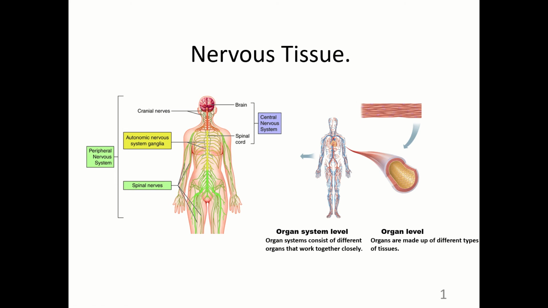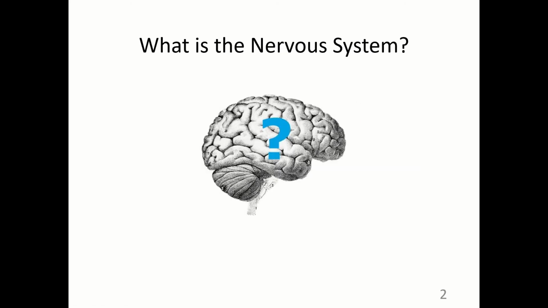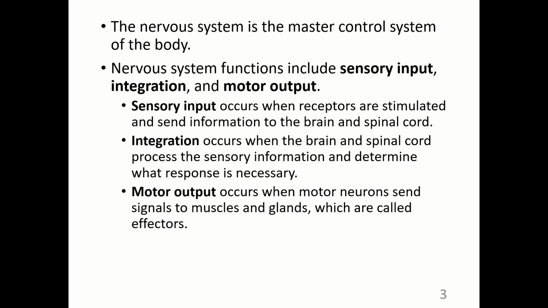This lecture is on nervous tissue. What is the nervous system? The nervous system is the master control system of the body. Nervous system functions include sensory input, integration, and motor output.